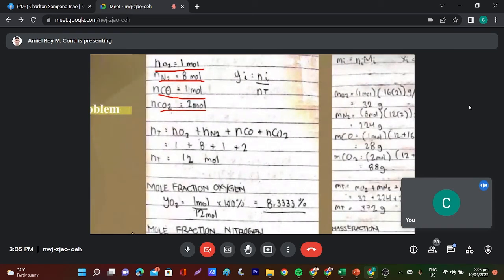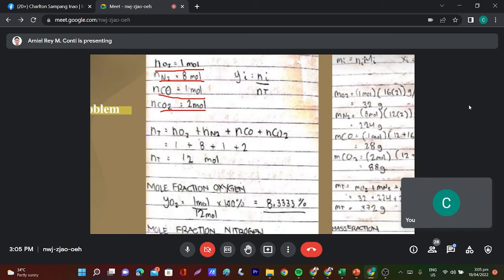O, nasan ka? Nasan ka ngayon? Ito po. Kita po yan? Ito po yung mouse pointer. Kinuha po muna yung total N or yung mole of Mole ba yan? Total mole? Yes po. Mole po. Okay. Mole of the given, which is 1 plus 8 plus 1 plus 2. The total po niya is 12.